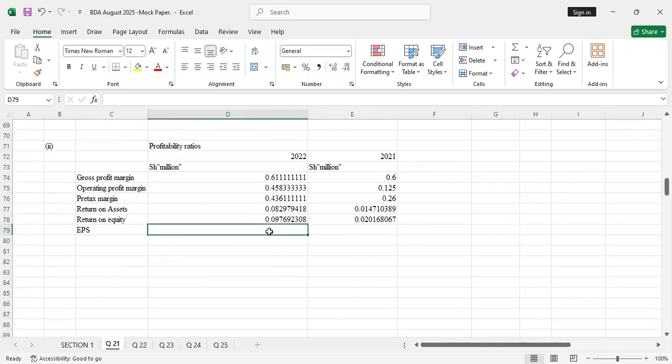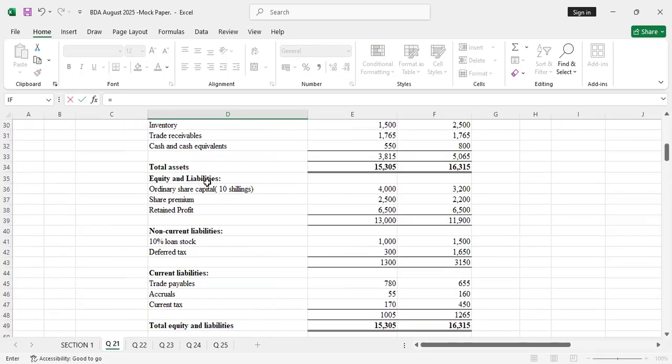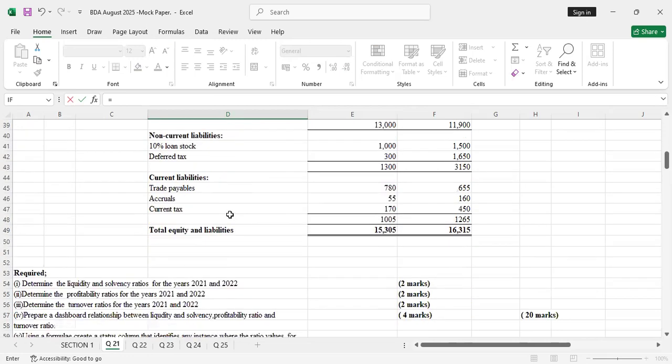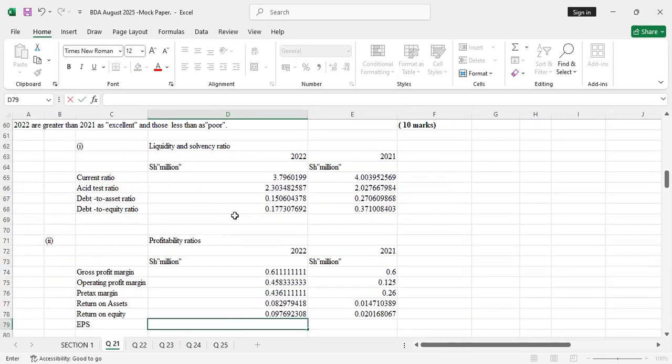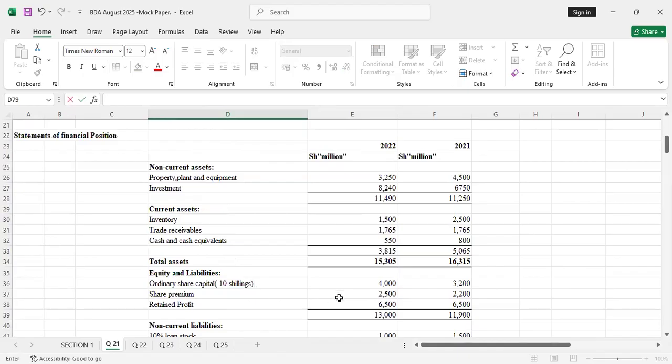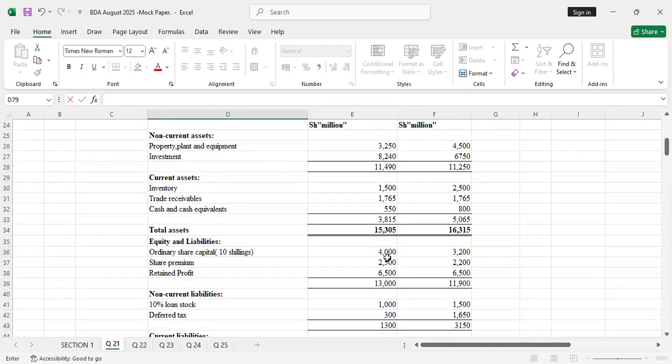So earnings per share will be equal to the net profit, which is the profit after tax. Sorry, before I do that, let me calculate the number of shares. If you have this as 10 shillings and we have a value of 4,000, for you to get the number of shares, you take 4,000 and divide by what? Because one share was worth 10 shillings. So what about this share capital that is worth 4,000 shillings? As simple as that, you divide by 10. So we had 400 shares.